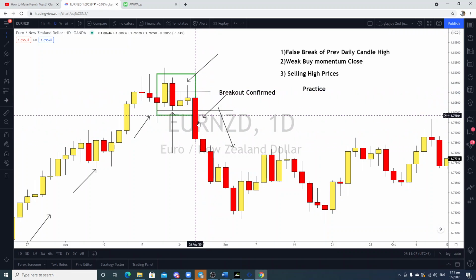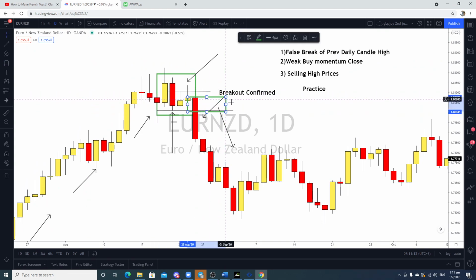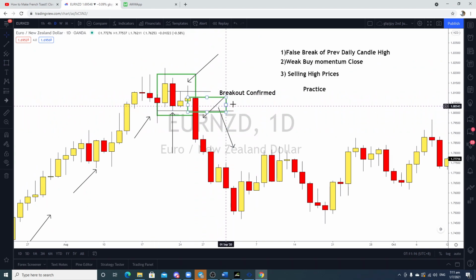Once you see this breakout confirm, you can go into your lower time frames, and as long as you mark the previous high of this candle, as long as price cannot close above this candle, your sell can materialize. That's another thing. So that's how I really apply it.